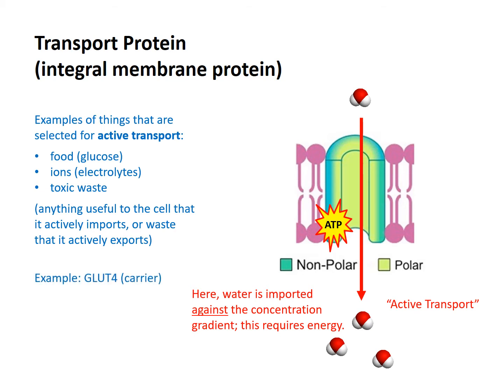A real-life example of an integral membrane protein that serves this function is called GLUT4. It is a carrier protein that actively transports glucose from your bloodstream into your skeletal muscle cells or into your adipocytes.